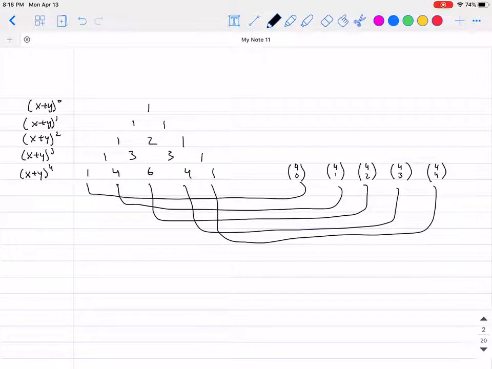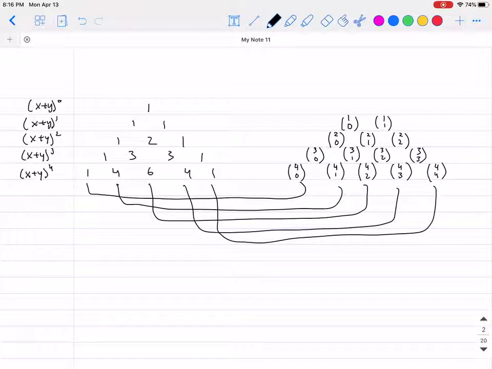The previous row is 3 choose 0, then 3 choose 1, 3 choose 2, and 3 choose 3. The row above it is 2 choose 0, 2 choose 1, and 2 choose 2. Then the one above that is 1 choose 0 and 1 choose 1. And finally, the very top is just 0 choose 0.